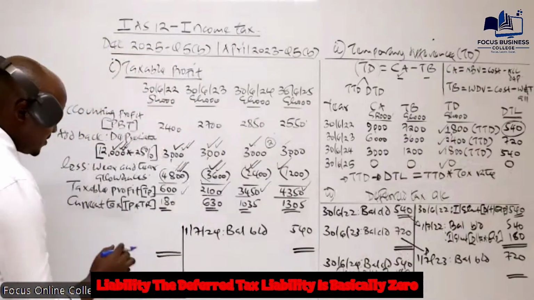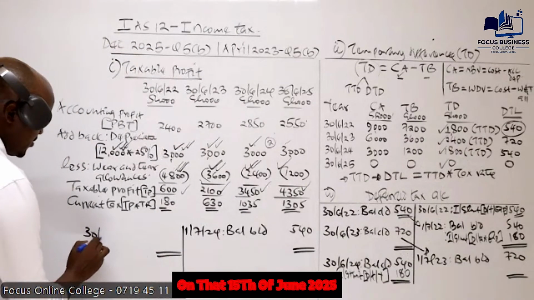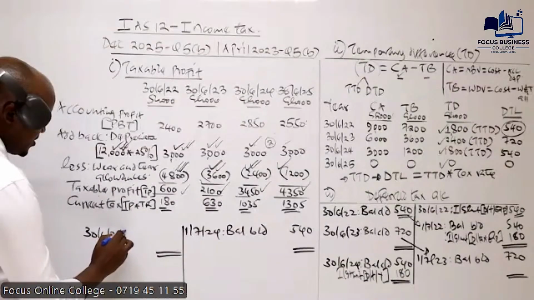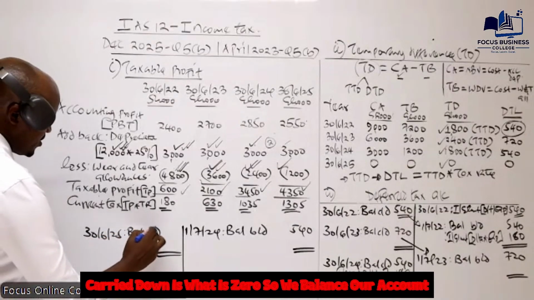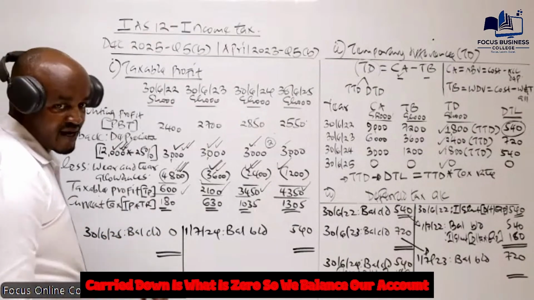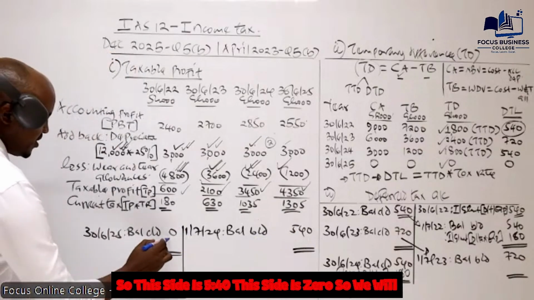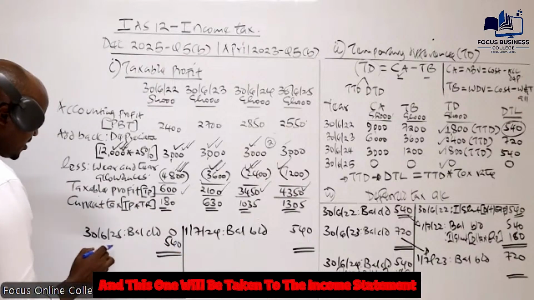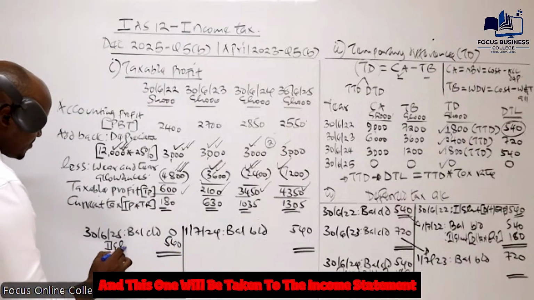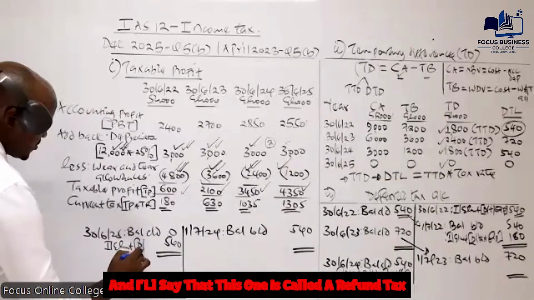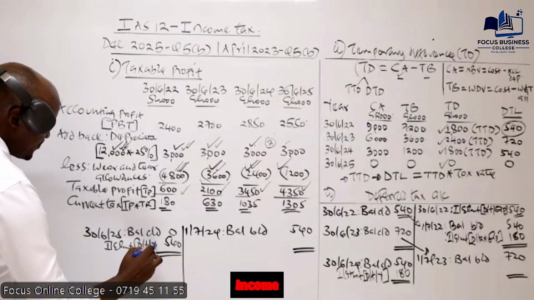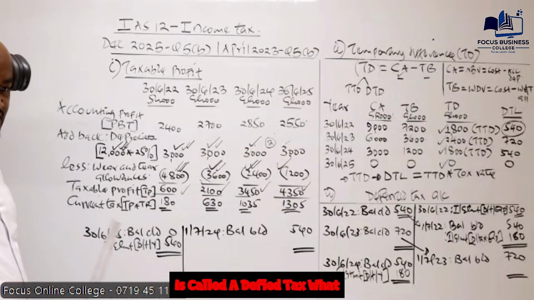The deferred tax liability is 0. On June 2025, the balance carried down is 0. So we balance our account. This side is 540, this side is 0. So we will be having a balancing figure on this side, and this one will be taken to the income statement. I'll say that this one is called a deferred tax income. It's called a deferred tax what? Income.